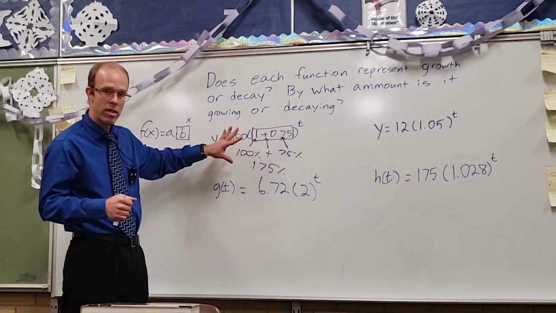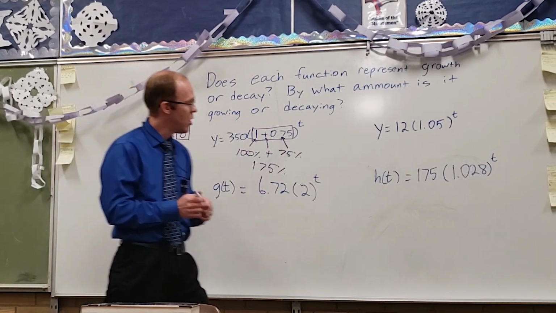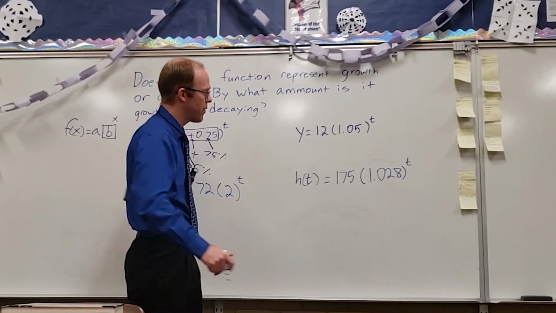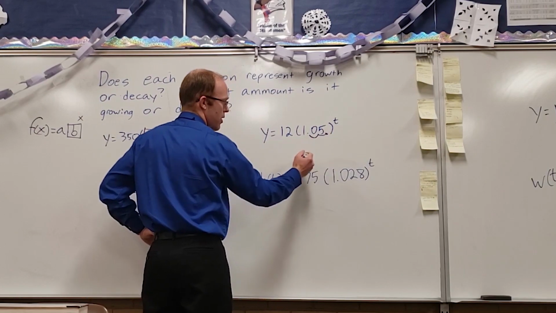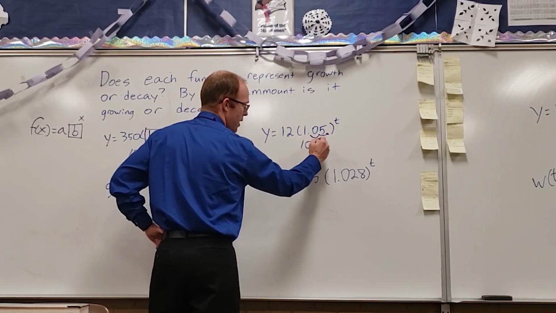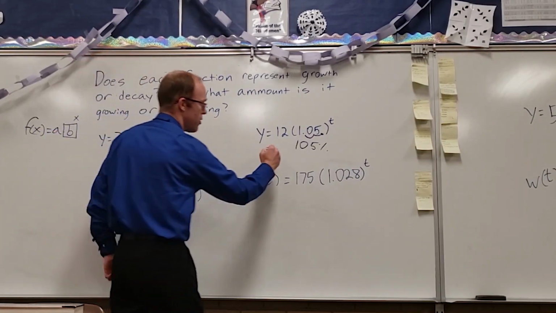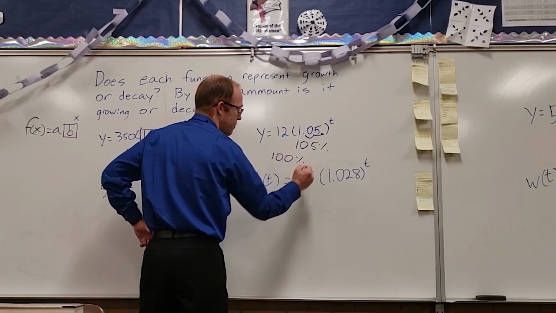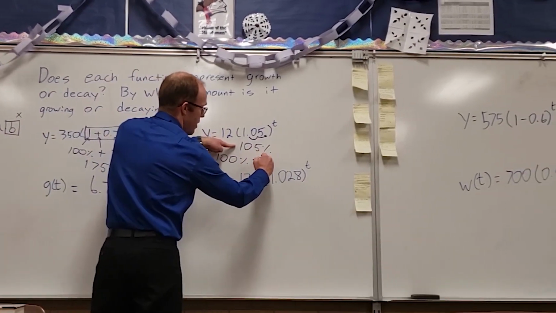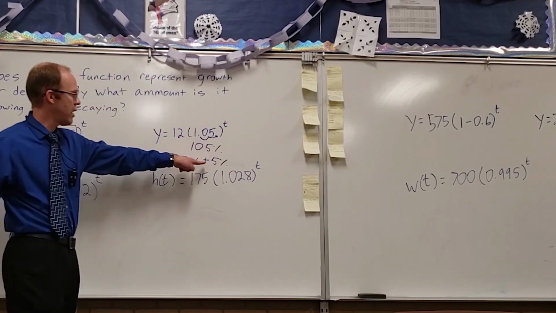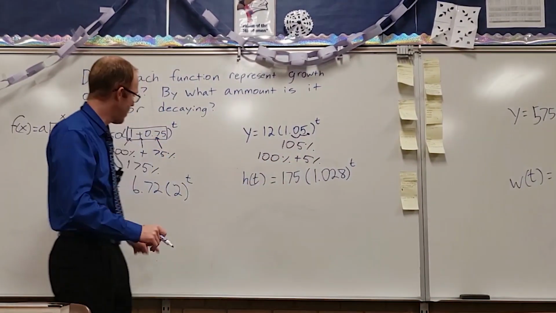We're going to break each of these down and figure out what they are growing by. So this one's written a little bit differently. That 1.05 written in percent form would be 105%. Now remember, our original amount represents 100%. To get to 105%, we would have to add 5%. So this one again is growth because we are adding by 5% right there.